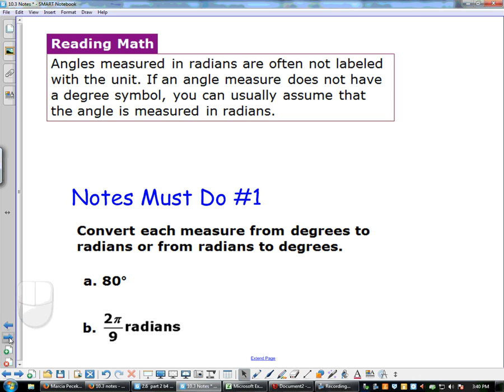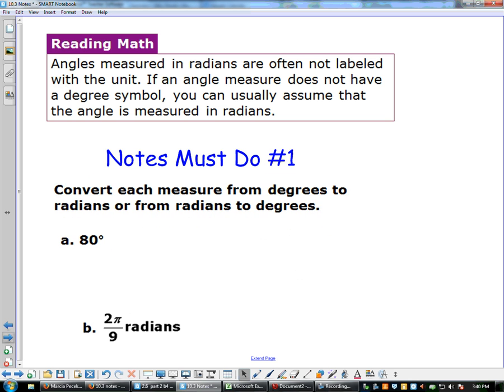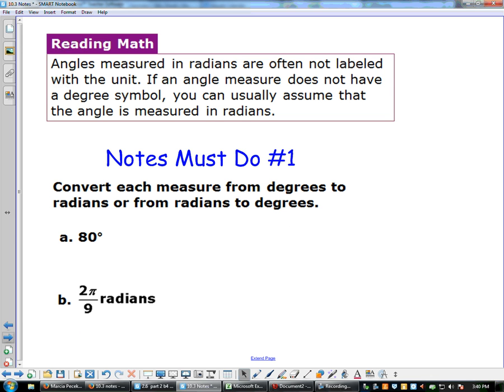So when we're taking a look at this, angles measured in radians are often not labeled with the unit. If an angle measure does not have a degree symbol, you're going to automatically assume that that angle is measured in radians. So for your first must do here, doing that conversion again, for A, you're going to convert from 80 degrees and change that into radians. And in B, you have 2 pi over 9 radians, and we'd like to change that into degrees. So again, use that chart and cancel out the units like we just did in the last example. So we're looking for an answer for part A as a fraction.